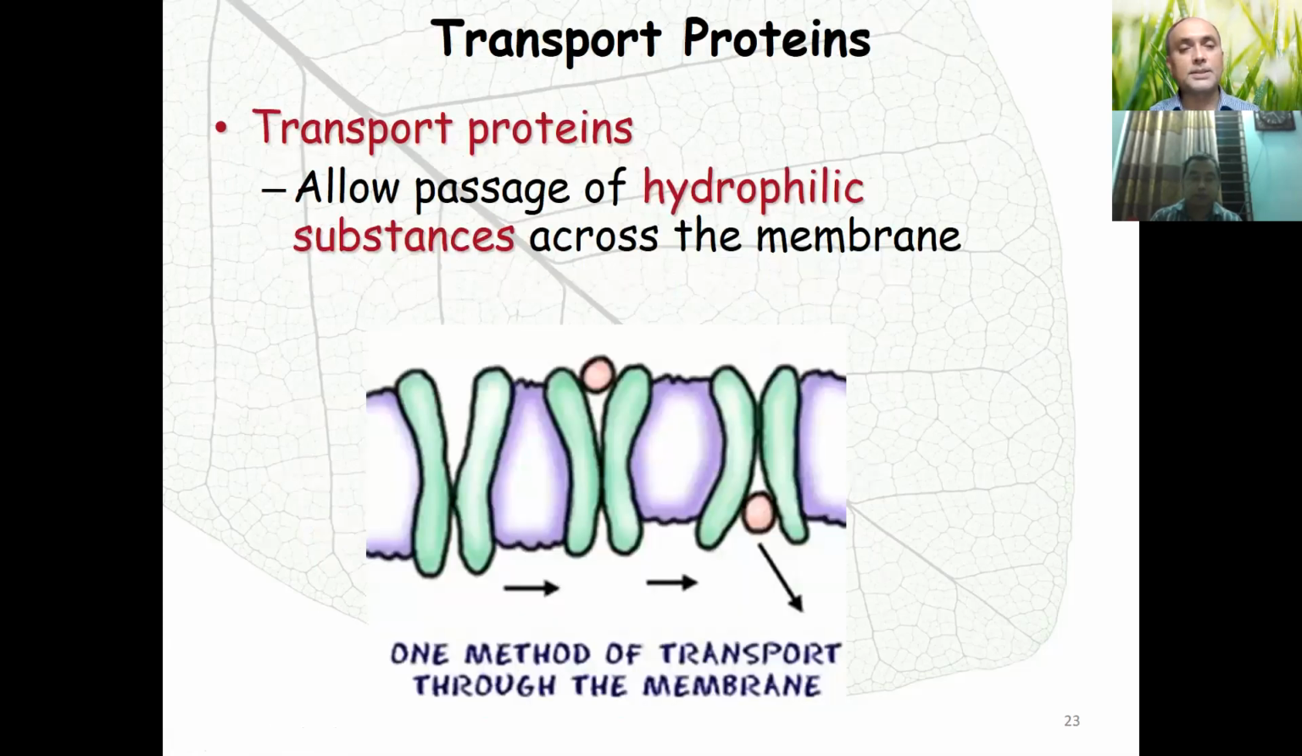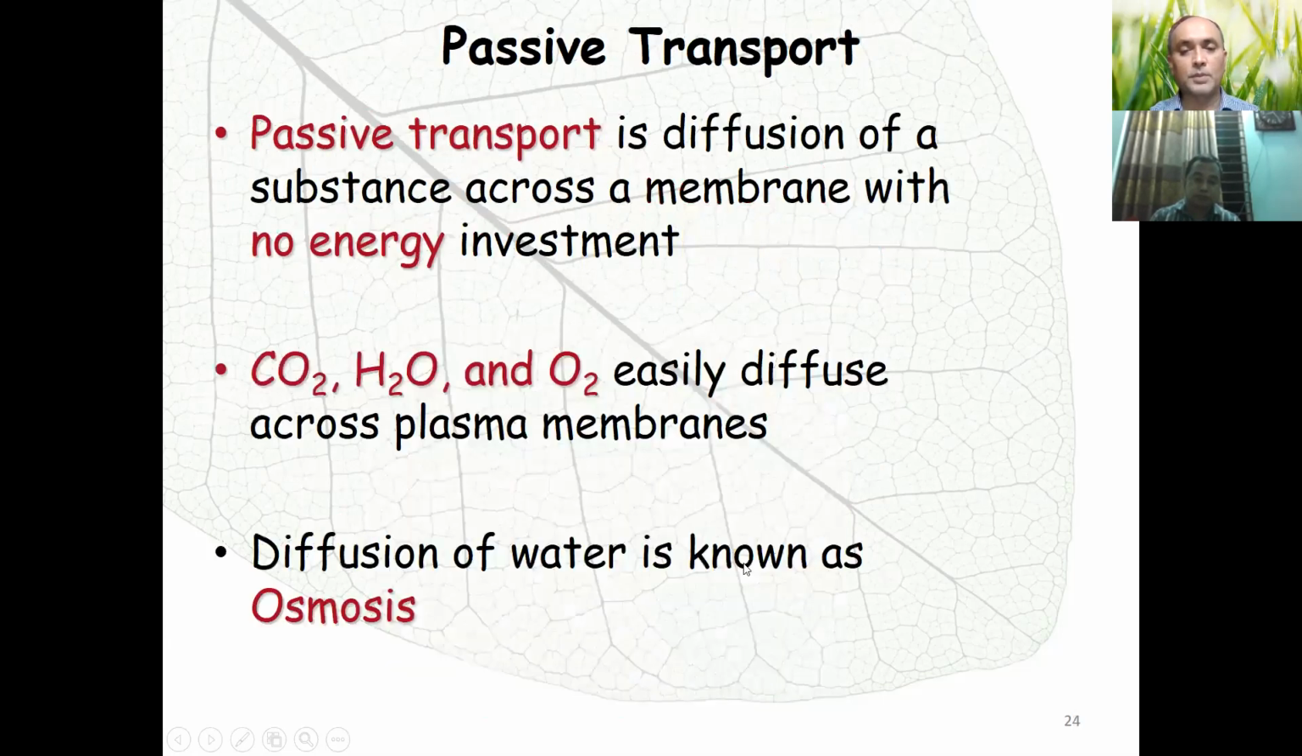Transport proteins allow passage of hydrophilic substances across the membrane. Here you can see how they do it. For example, this molecule is hydrophilic, so it needs a channel to pass through from the cell. There are two types of transport: one is called passive transport, and the other is active transport.